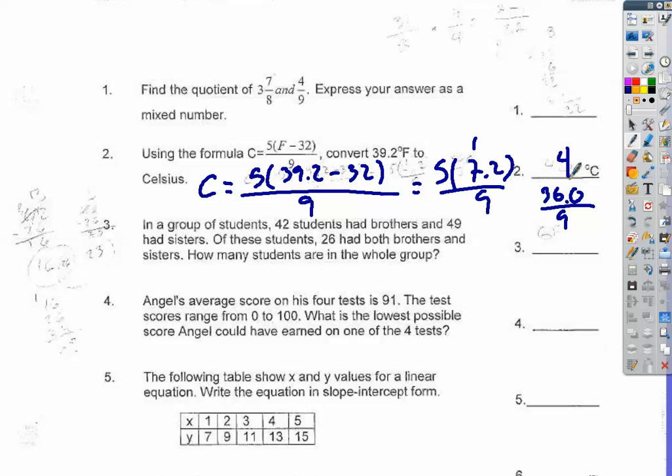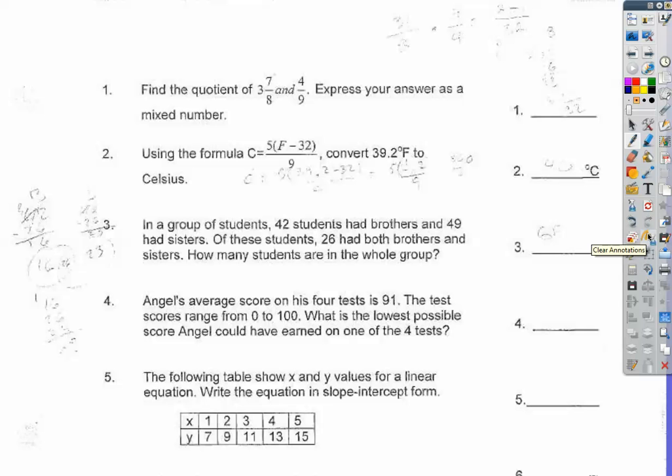In a group of students, 42 students had brothers and 49 had sisters. Of these students, 26 had both brothers and sisters, which would be crazy because that means their parents have 3 kids, and that's a lot of kids to look after. How many students are in the whole group? So this is a Venn diagram question. So I'm going to draw my Venn diagram.